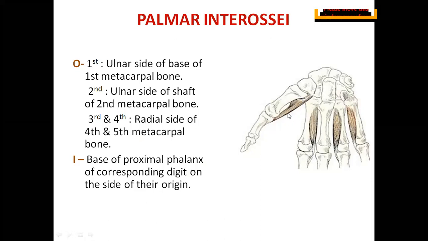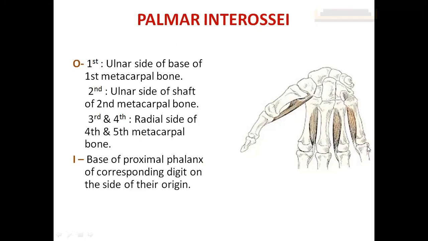So first palmar interosseous into the base of the proximal phalanx of the first digit. Second is into the base of the proximal phalanx of the second digit. Third is into the proximal phalanx of the fourth digit, and fifth is getting inserted into the base of the proximal phalanx of the fifth digit, right?